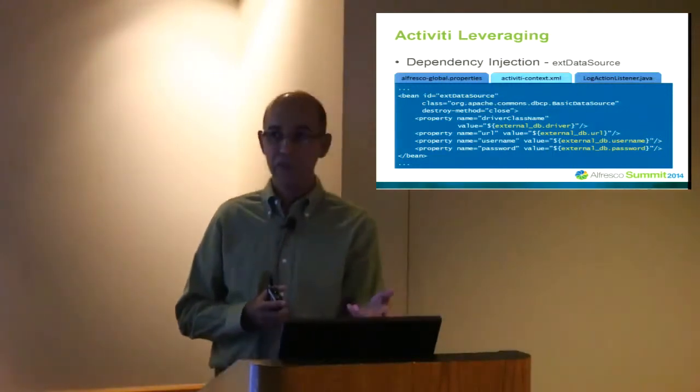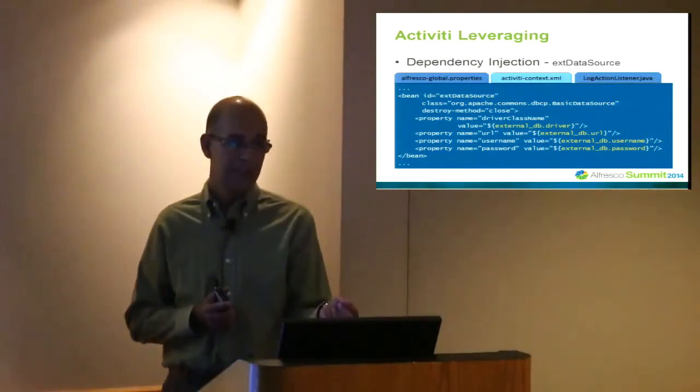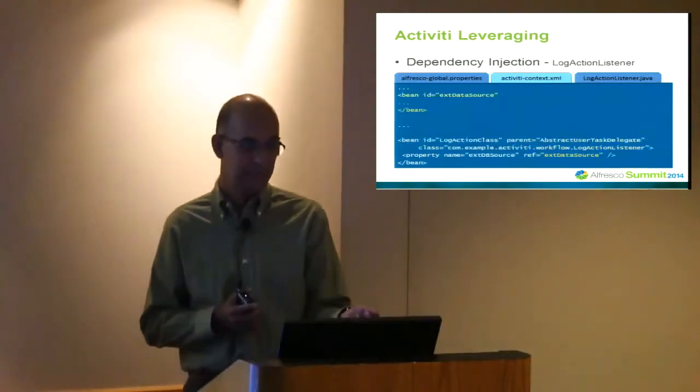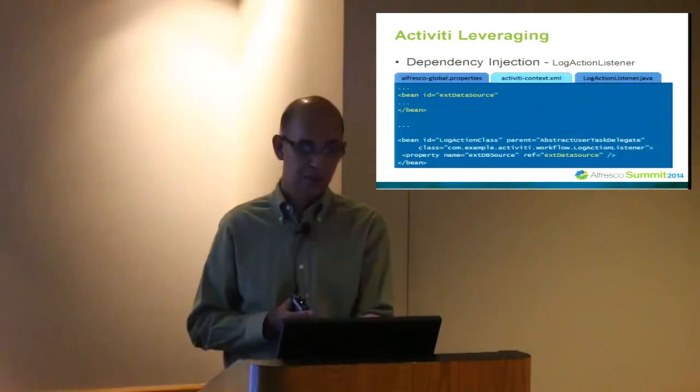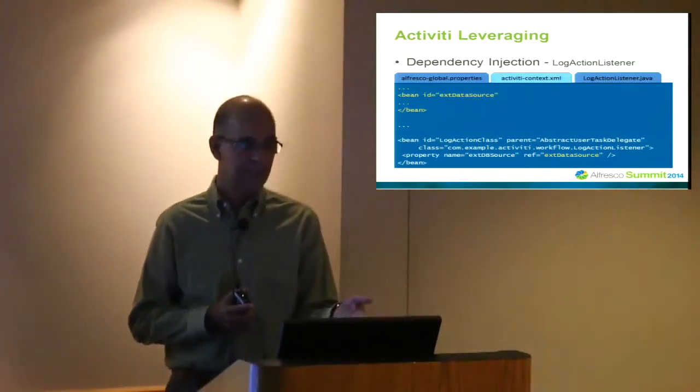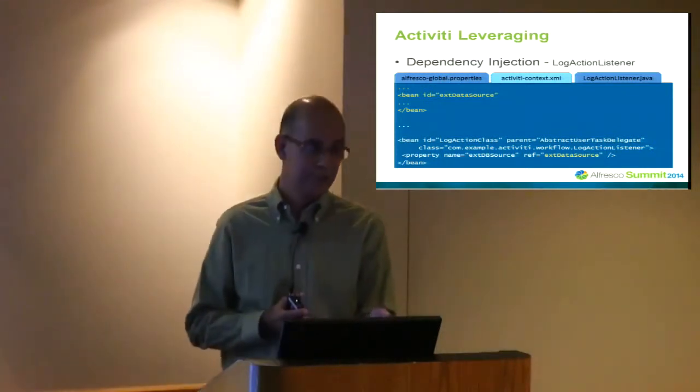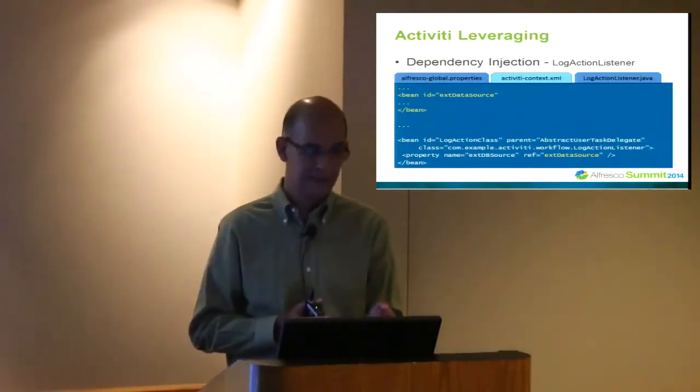In a different section of this file, I'm defining the listener bean, where notice here I'm referencing the external data source defined earlier. Now, how do these beans get used by the listener code itself? Let's look at the code itself.